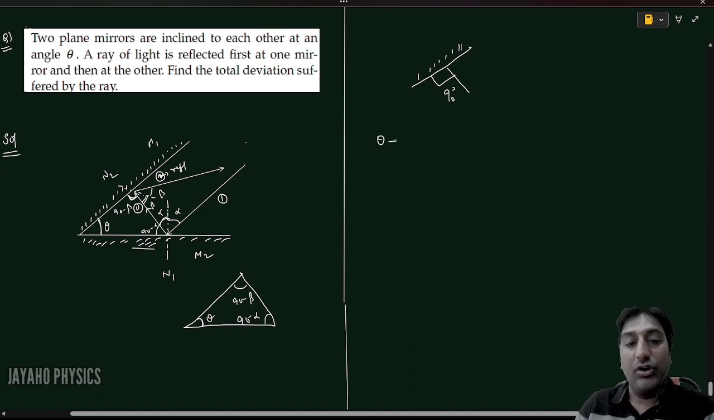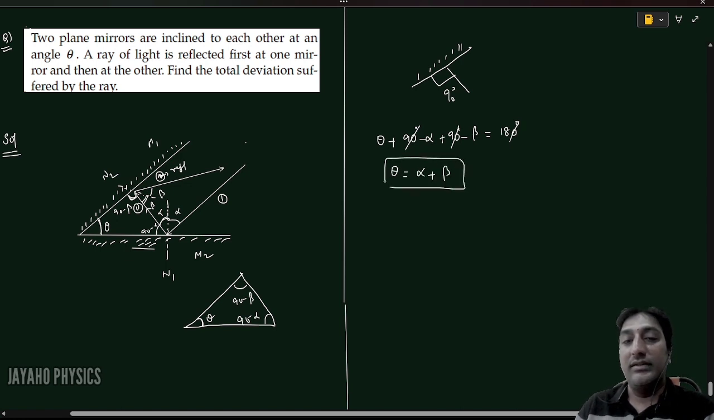So theta plus 90 minus alpha plus 90 minus beta is equal to 180 degrees. The 90 and 90 make 180, and 180 gets cancelled. So theta is equal to alpha plus beta. This is the primary relation between theta and alpha and beta. Here it is the first case and here it is the second case.